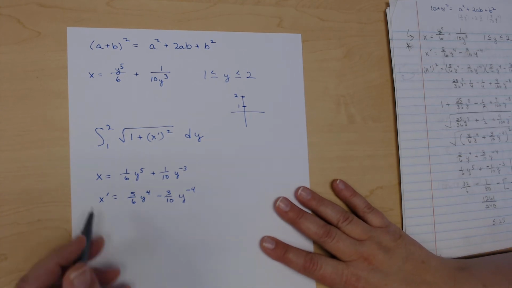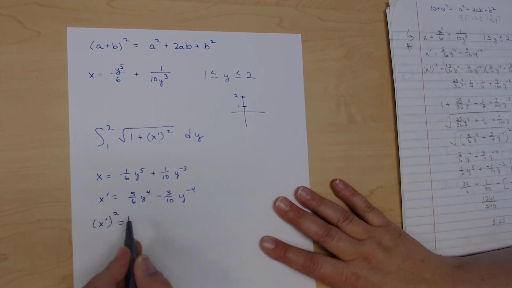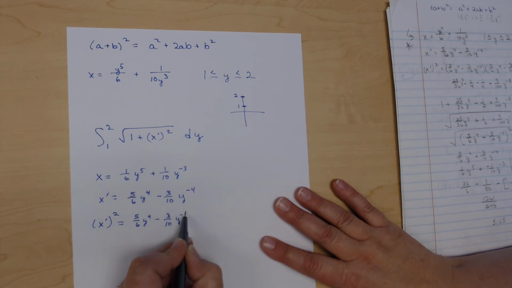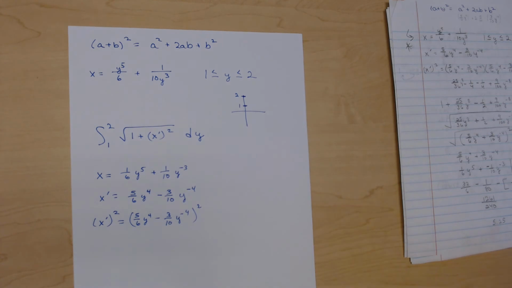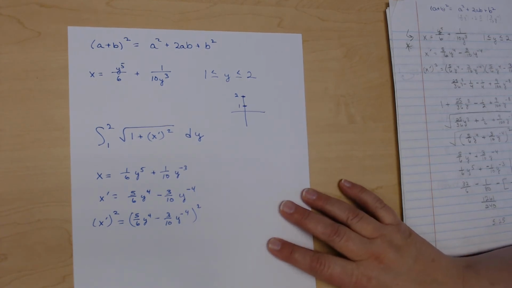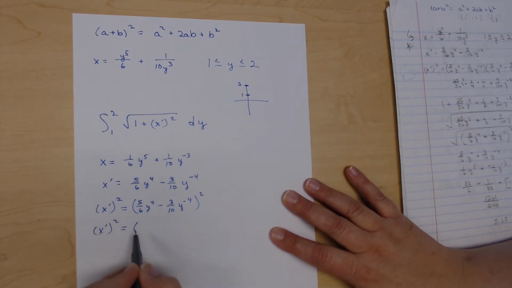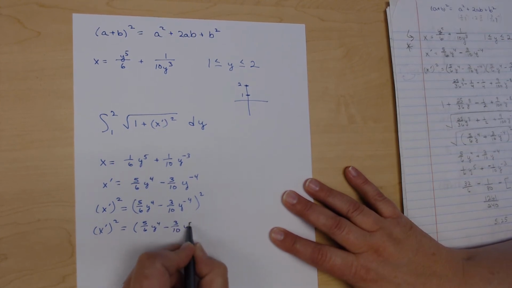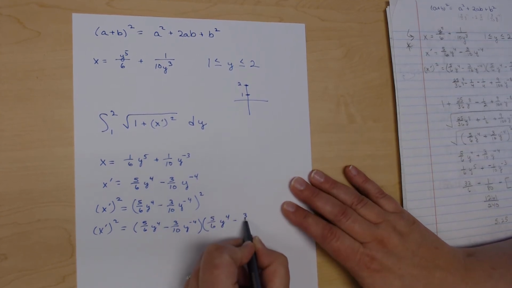But now when I have to square that, what do I have to do? I have to write that out twice and FOIL it. If I'm going to square that quantity, then I have to write it out twice and FOIL. So let's write it out twice: 5/6 y to the 4th minus 3/10 y to the -4. Let's write it out twice and FOIL.